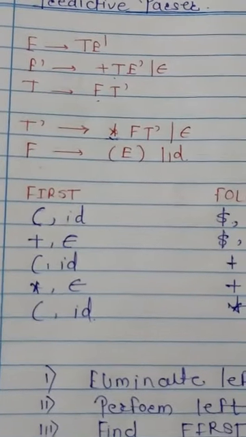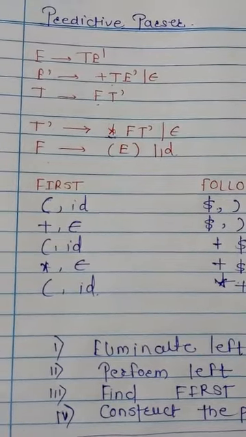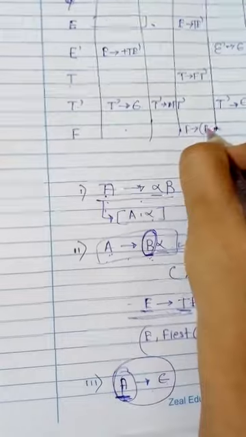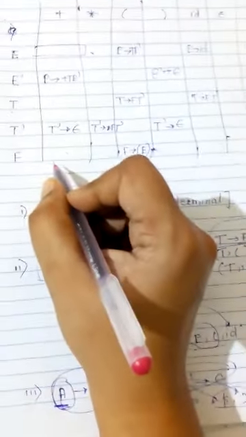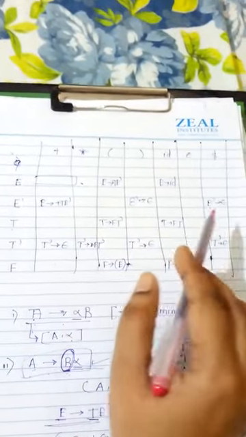Now next rule is F gives me opening bracket E closing bracket, where opening bracket is a terminal. As it is a terminal, I will directly write it in that cell. F gives me opening bracket E closing bracket. Okay, and second is F gives me ID. So ID is again a terminal, so I will write F gives me ID. So likewise you will construct your predictive parse table.